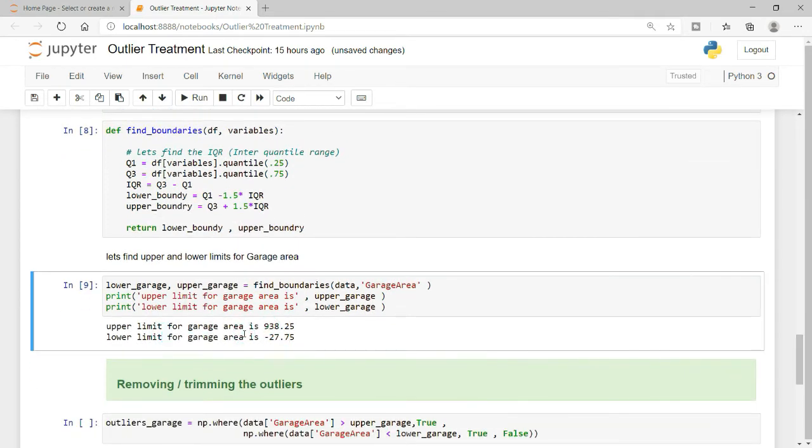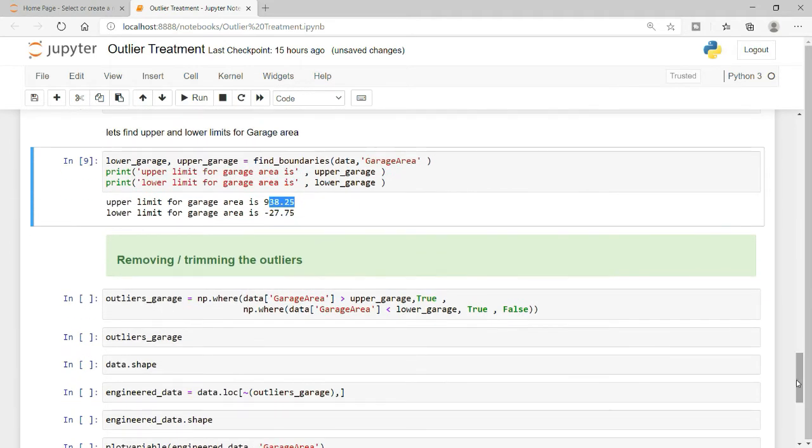Our function has told us that we have some observations, and the upper limit is 938.25, meaning those observations are our outliers. Okay. So I hope you are getting an idea of what an outlier is and how we identify them. So far we have done the analysis of the outliers. I hope you have followed it and are able to understand. If not, please let me know in the comment box right now, and I will get back to you, and maybe I will try to explain it better.